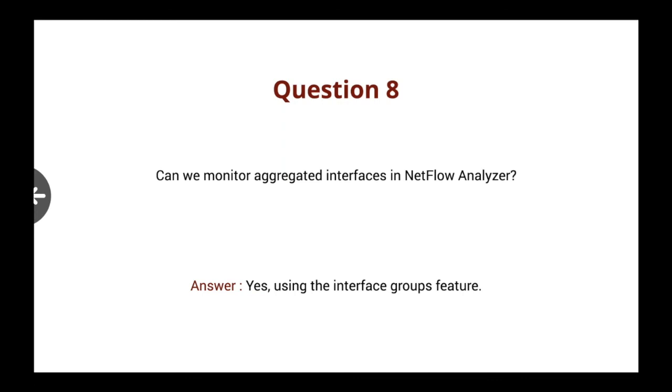For example, once you configure your device to export flows, the device will send the information of each interface separately, right? So you will have the separate interface information but not the aggregated interface information in the UI. So here you can create an interface group, provide the aggregated interface name to that interface group, and monitor the statistics of the interface group. So let me show you here.